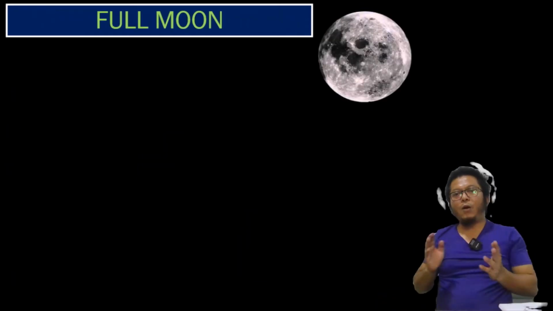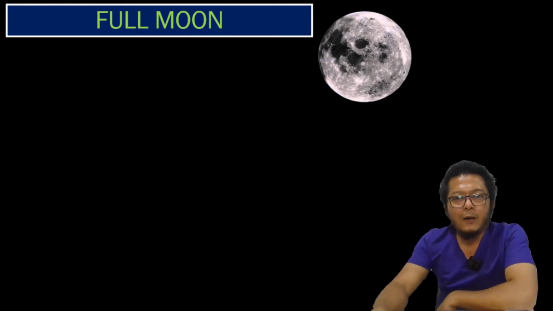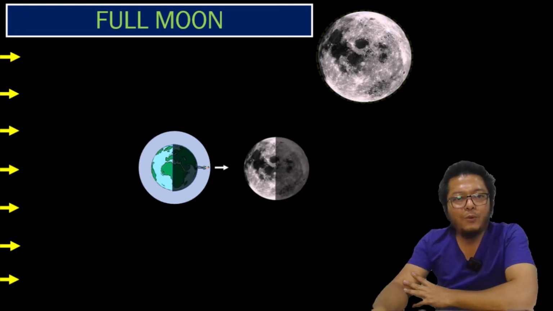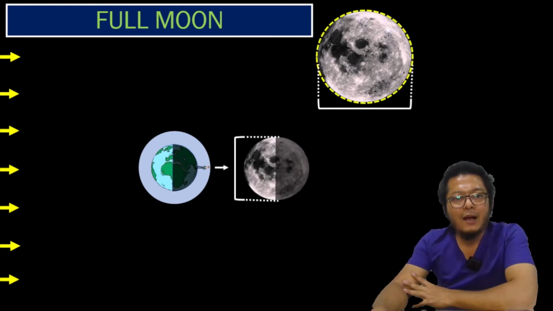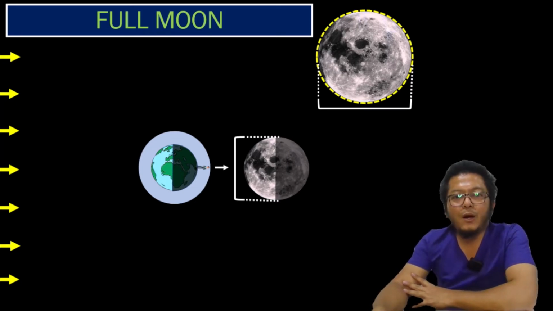So how about the full moon? What can we see? Which part of the moon do we see? Actually, for the full moon, we see almost all of the lighted part of the moon. This is the dark part. This is the lighted part. We see all of the lighted part of the moon. That's why we call it the full moon. We see it as a round shape like this.